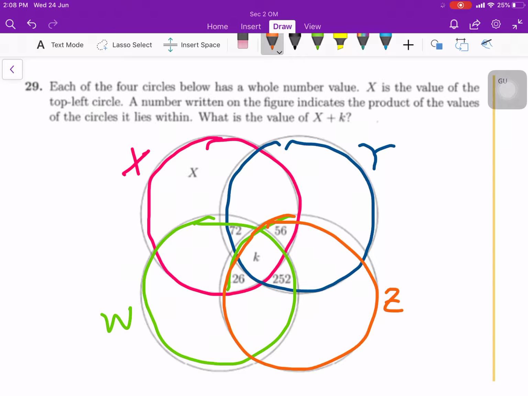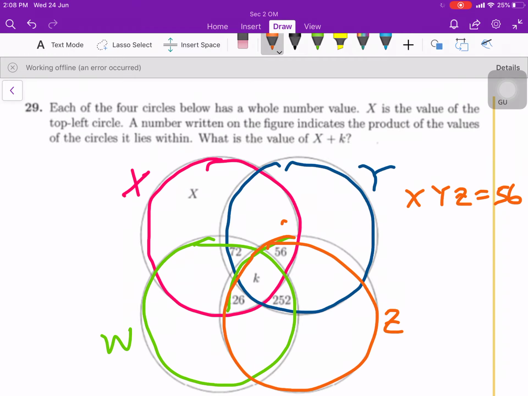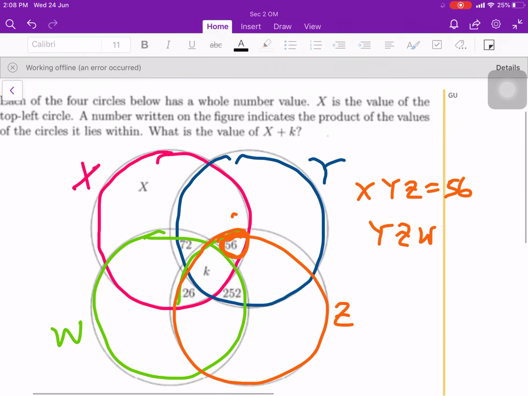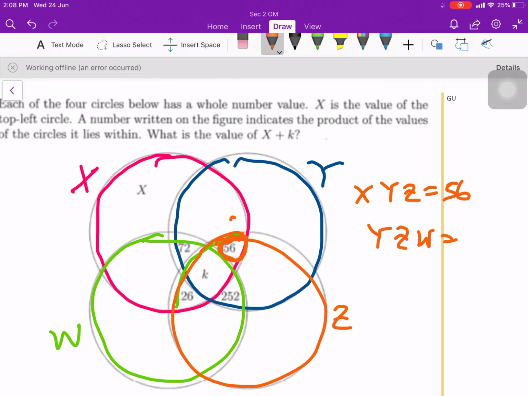Let's write down the equation. Now we know that x times y times z is actually 56, because can you see that 56 overlaps three circles, right? And then after that we look at y times z, and then multiplied by w, that will be just equal to 252.